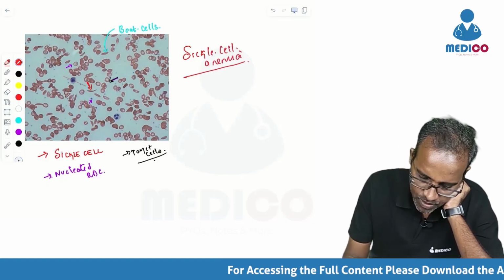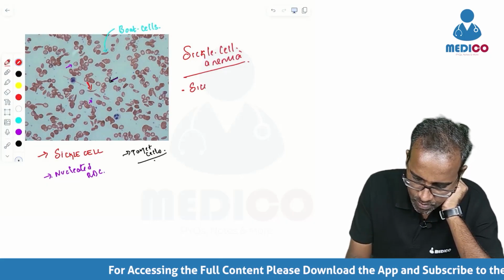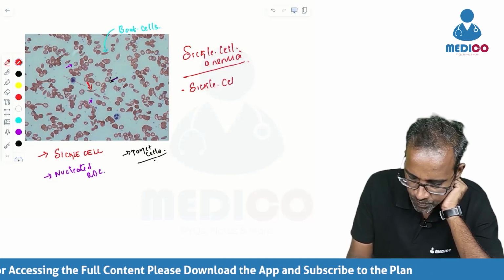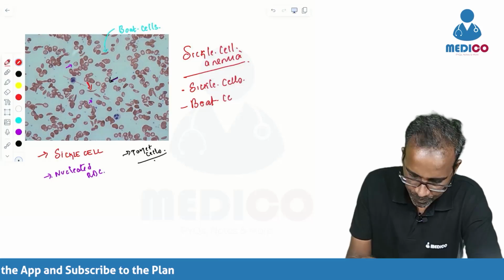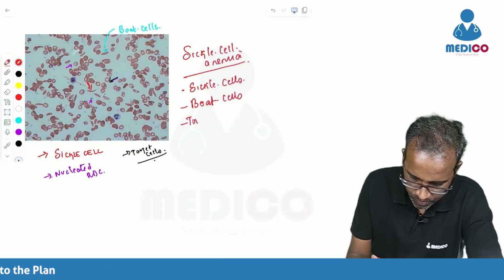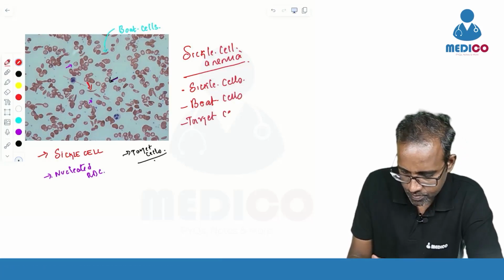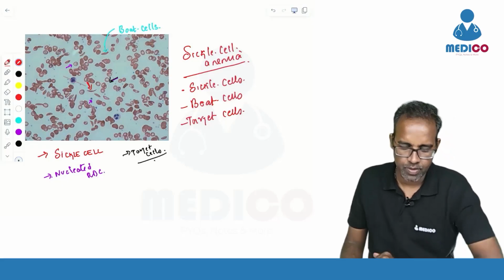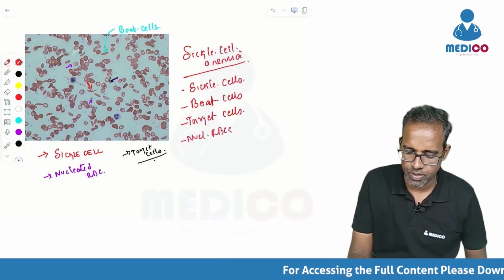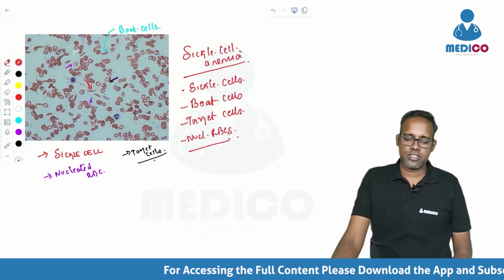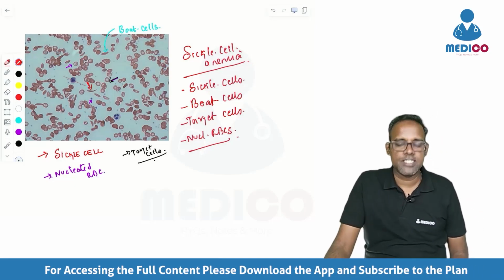These are the abnormal cells you will see: sickle cells, both cells, target cells. You will also see something called nucleated RBCs. So this is a classical peripheral smear picture of sickle cell anemia.